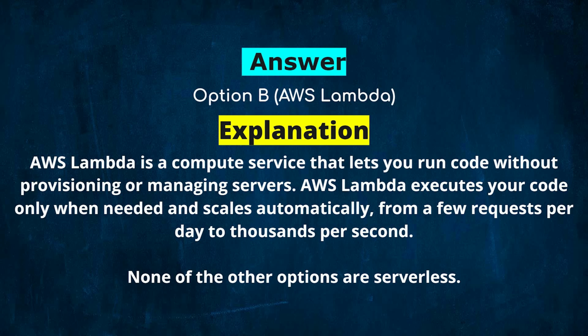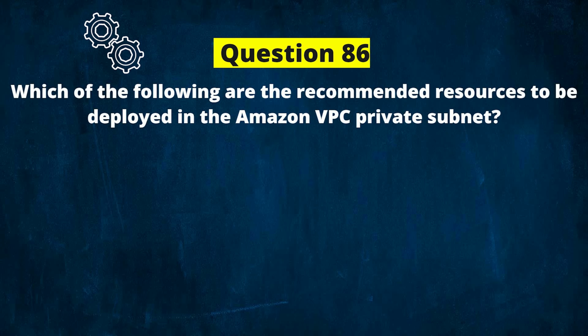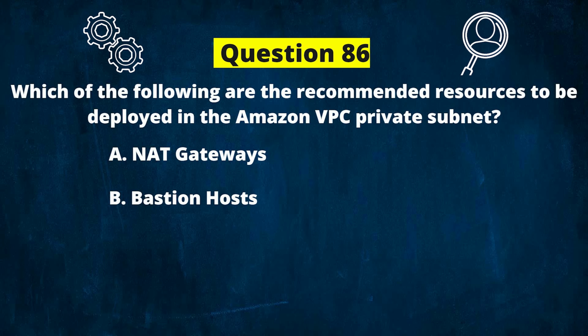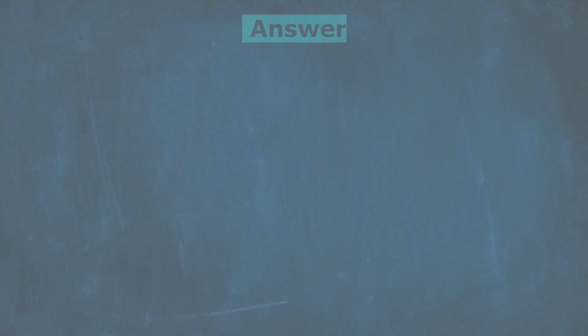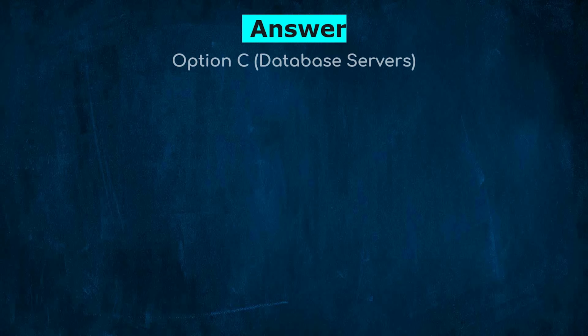Next question. Which of the following are the recommended resources to be deployed in the Amazon VPC private subnet? And the options are A. NAT gateways, B. Bastion host, C. Database servers, D. Internet gateways. And the correct answer is option C.